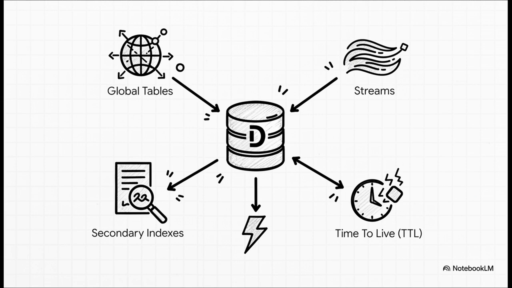Things like global tables, which can copy your database all over the world so it's fast for everyone. Or secondary indexes, which are like creating brand new ways to query your data. You've got streams that let you react to changes as they happen, and even a TTL feature to automatically delete old data you don't need anymore. We've built the foundation. Now the real fun begins. So the only question is, what are you going to build first?